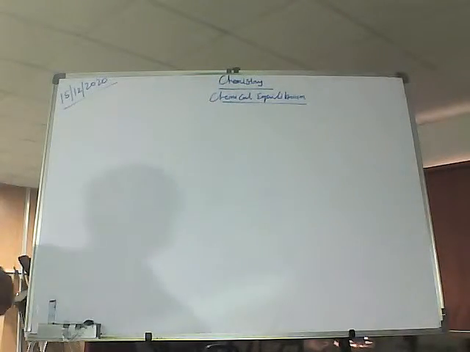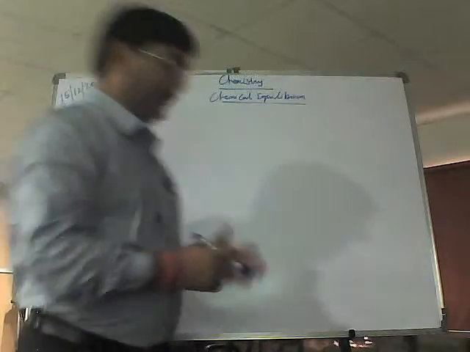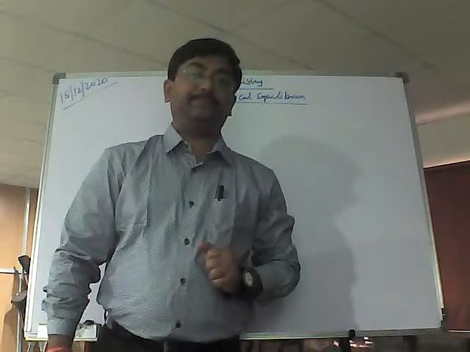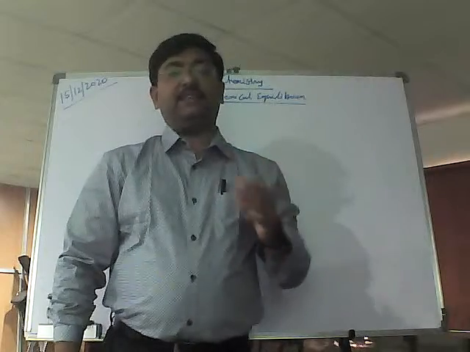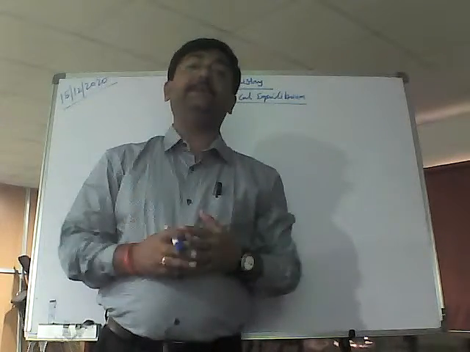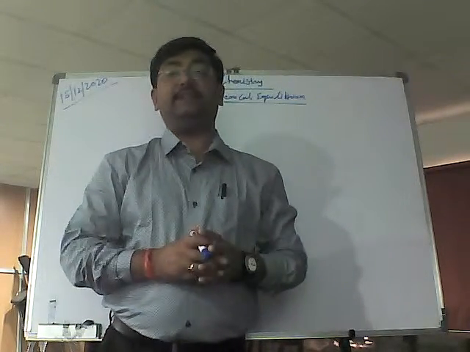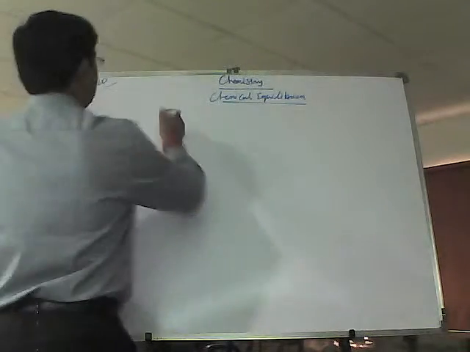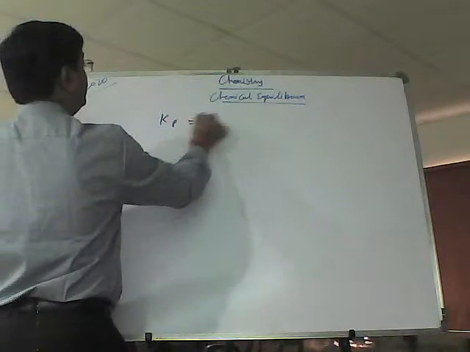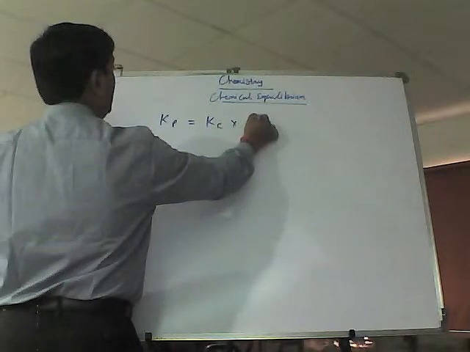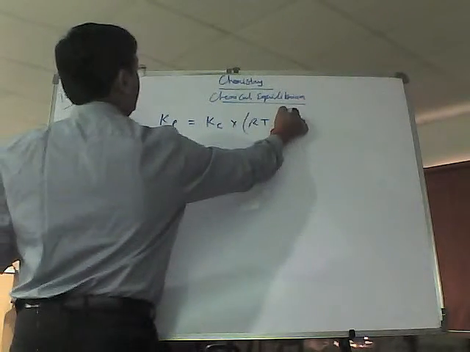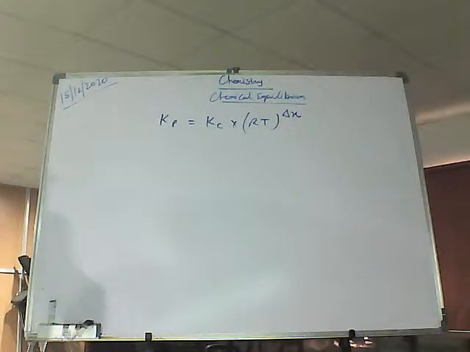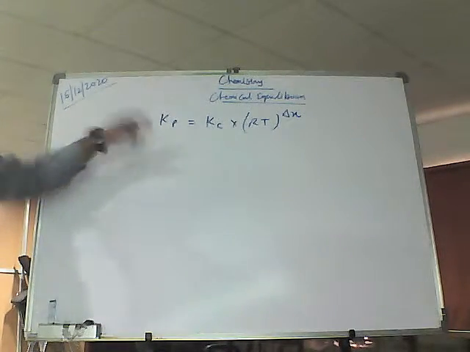In today's lecture, what are we going to discuss? If you remember, yesterday we discussed the relationship between Kp and Kc, the relation between the equilibrium constant and the pressure constant at equilibrium. And what formula did we get? Kp is equal to Kc into RT power delta x. This is the relation between Kp and Kc.